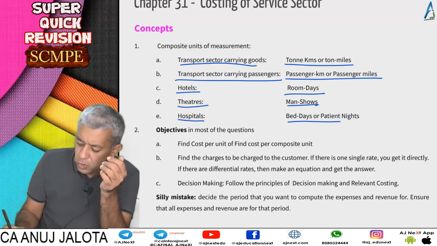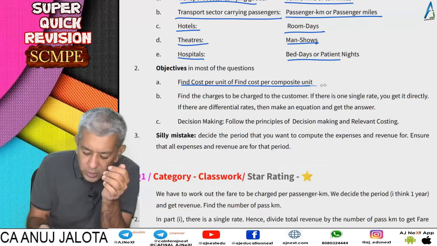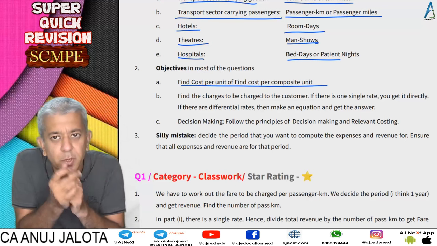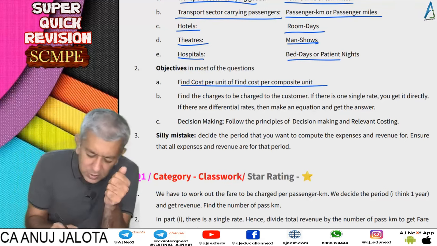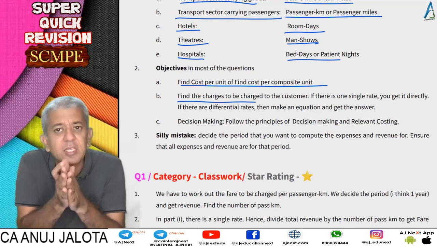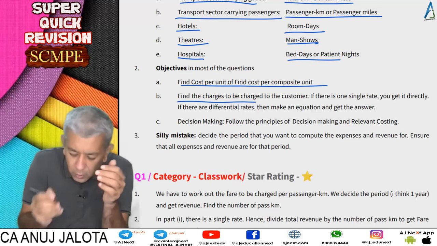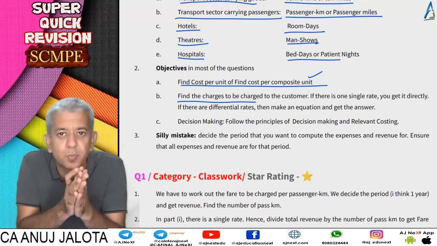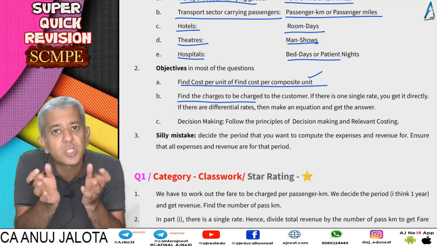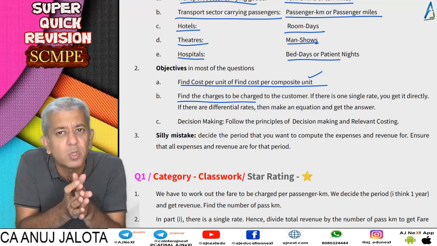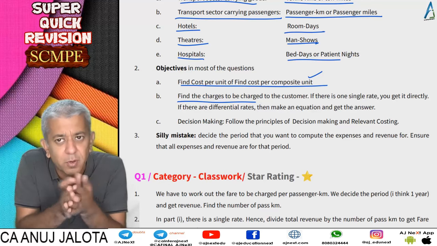In most of the questions, what is my objective? My objective, first of all, could be to find cost per unit or cost per composite unit. I'll come back to this. Second, find the charges to be charged to the customer. Here, my aim is to find out cost per unit. But the question might tell us how much to charge the customer, and then they will give you the profit margin also. You should add that profit margin.